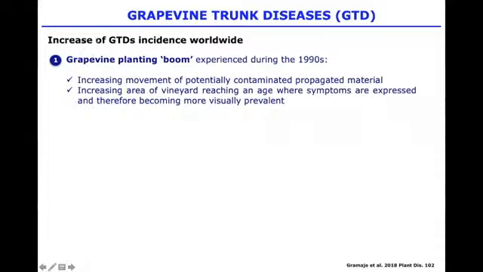The recent increase of GTD incidence worldwide is believed to be the consequence of several factors. Firstly, the grapevine planting boom experienced worldwide during the 90s, which not only increased the movement of potentially contaminated propagation material, but has led to the increased area of vineyards around the world reaching an age where symptoms are expressed and therefore becoming more visually prevalent.